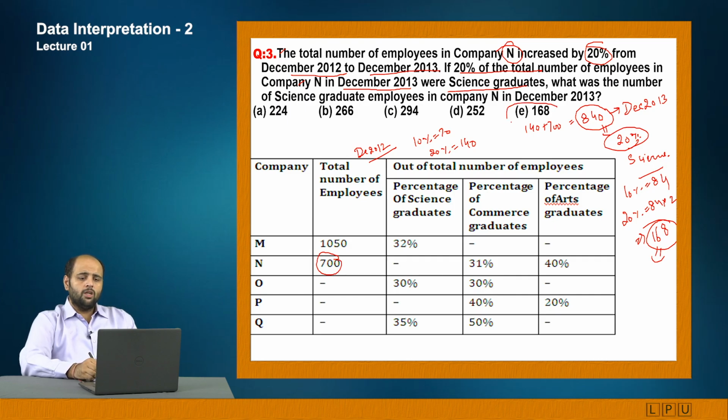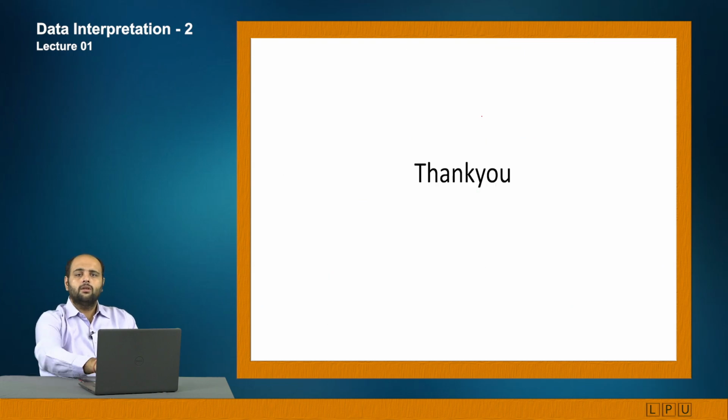So what will be the answer? The answer will be option E, that is 168. I hope it is clear to all of you. So in this way, you can solve various types of questions depending on the various data interpretation. Okay, so the answer will be 168. Thank you.